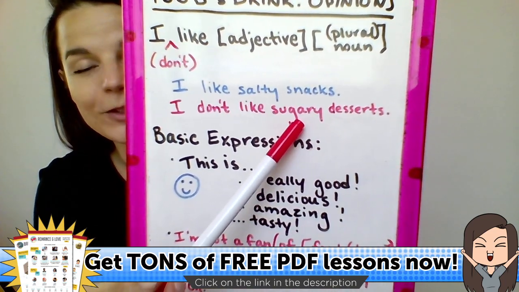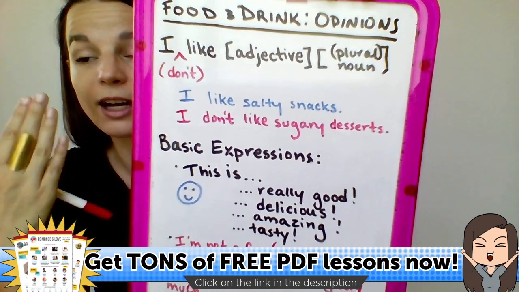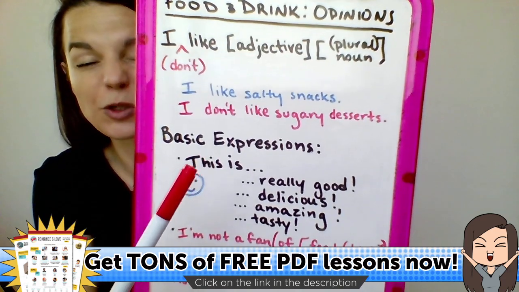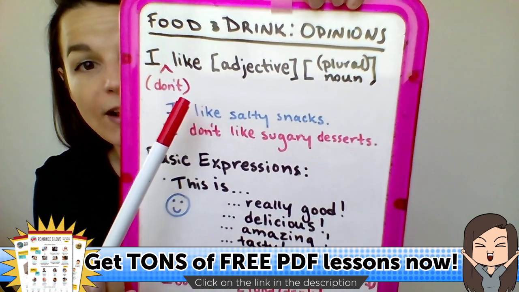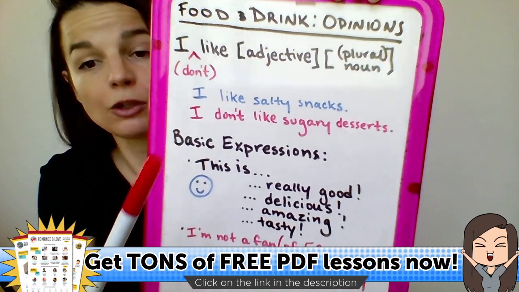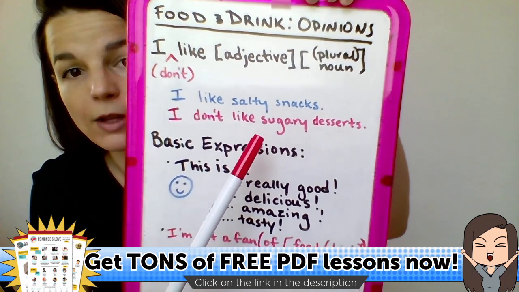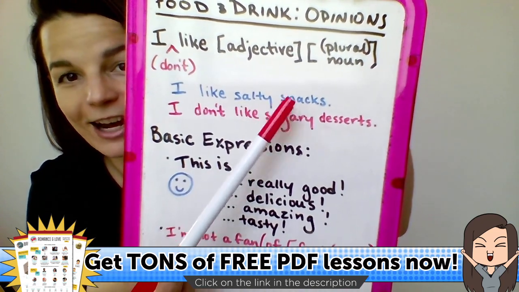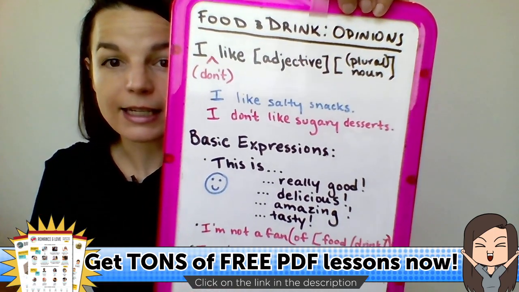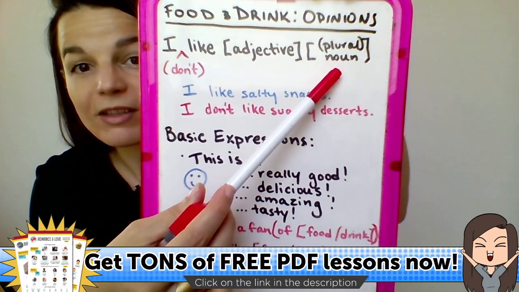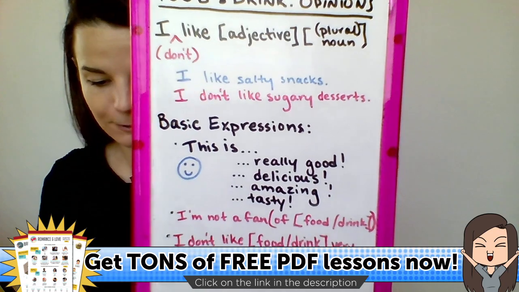Sugary, we'll talk about later, but sugary means something that tastes really, really a lot like sugar. Super, super sweet. So I don't like sugary desserts. This is a very basic pattern you can use to describe food and drink that you like. I've used snacks or desserts here, but you can choose drinks, whatever you like to eat. And of course you can use this with a different type of noun. So it could be clothes or movies or whatever.